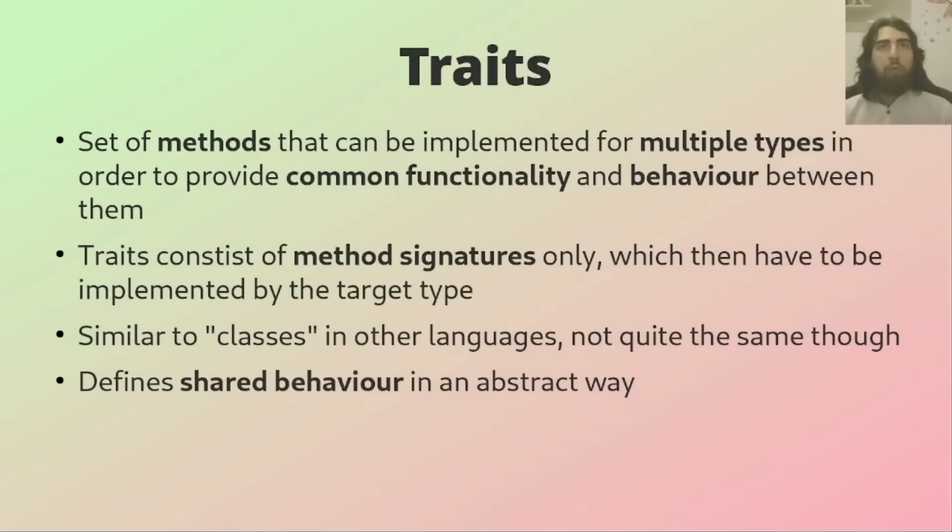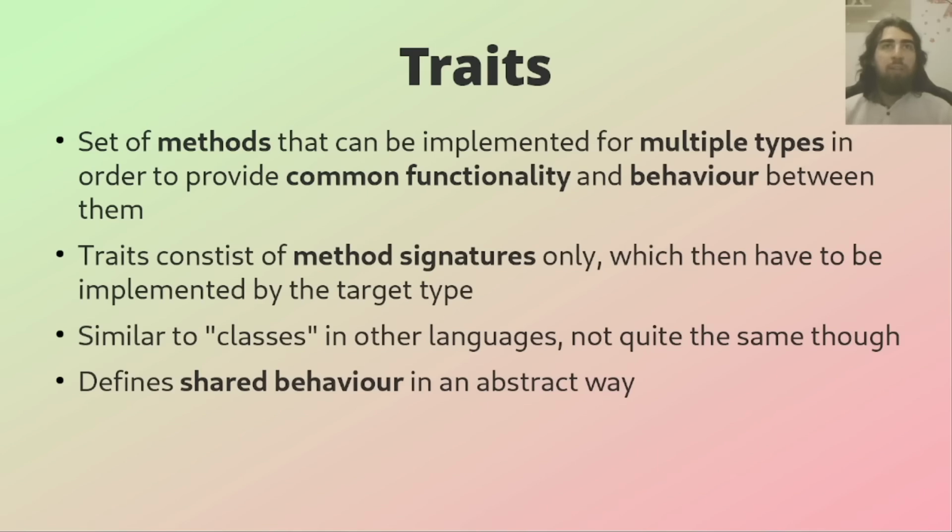We will now cover traits. So a trait is a set of methods that can be implemented for multiple types in order to provide common functionality and behavior between them. A trait consists only of method signatures, which then have to be implemented by the target type. It's similar to classes in other languages, but not quite the same. And it defines shared behavior in an abstract way.